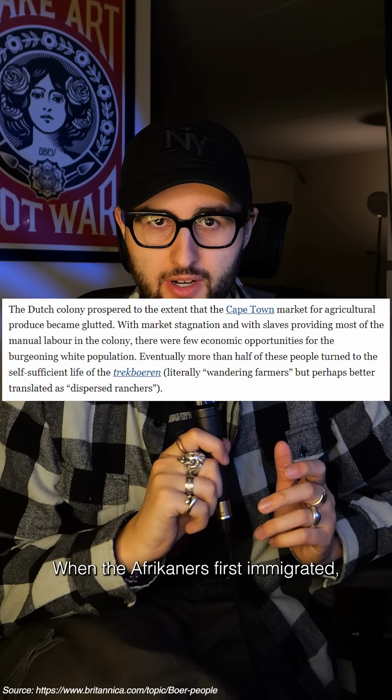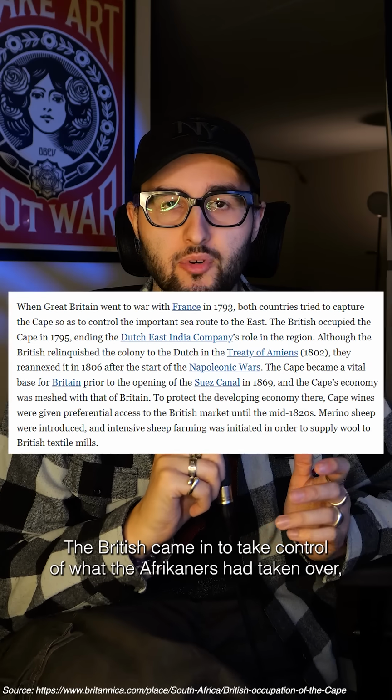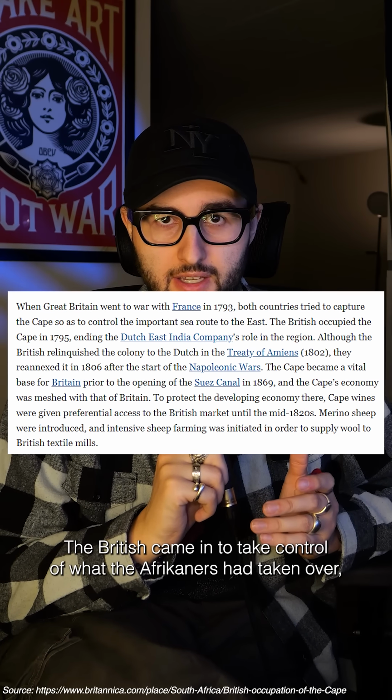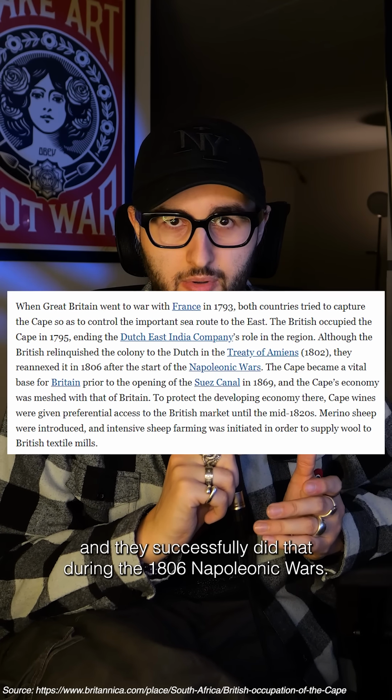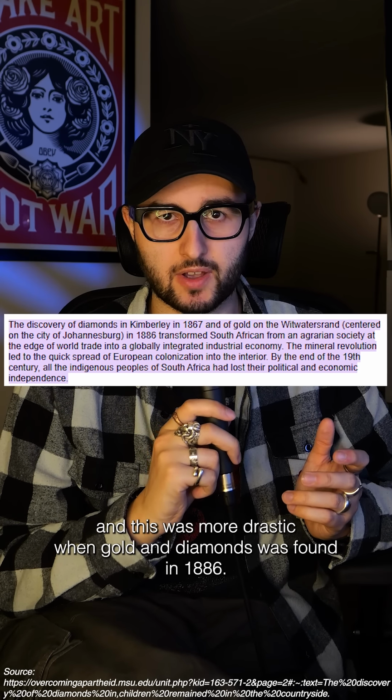When the Afrikaners first immigrated, they quickly took control of large swaths of land and forced indigenous people to work on them as slaves. The British came in to take control of what the Afrikaners had taken over, and they successfully did that during the 1806 Napoleonic Wars. The indigenous people were continuously exploited, and this was more drastic when gold and diamonds were found in 1886.